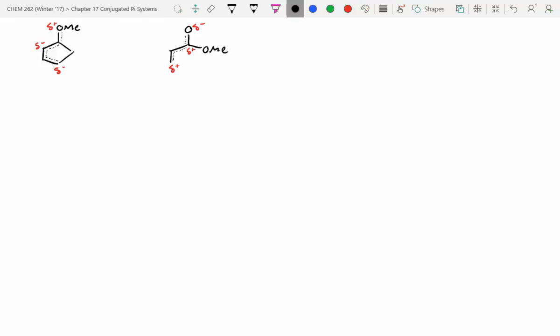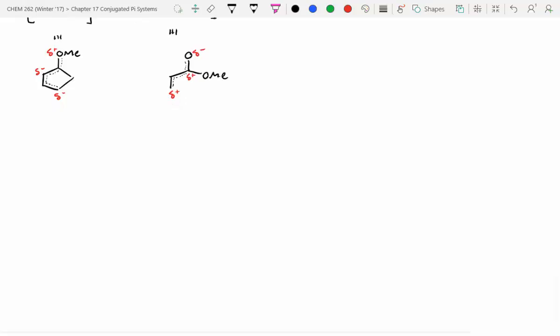It's only the terminal part that's reactive. Remember, it has to be a cis. So wherever they're pointing, that's the cis part. So in this case, it has to be these two, because this is the anti-cis.